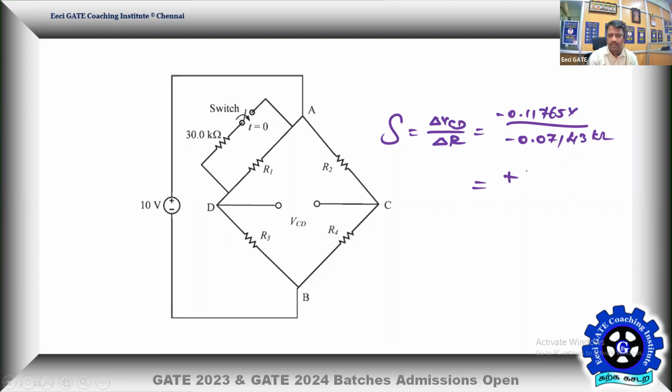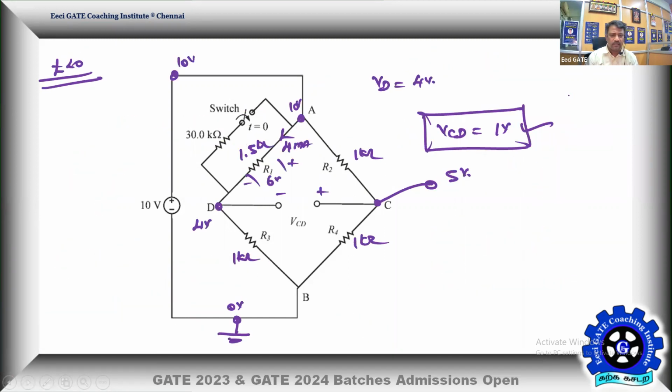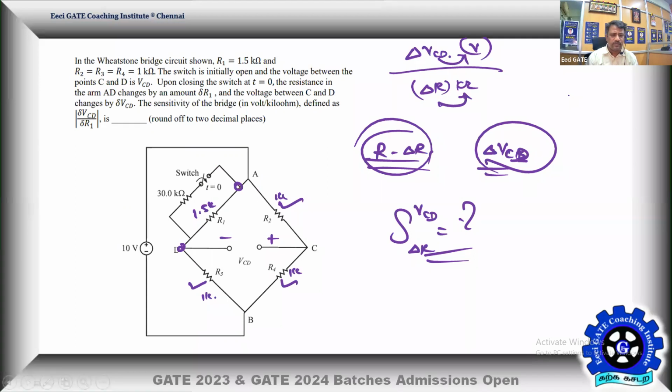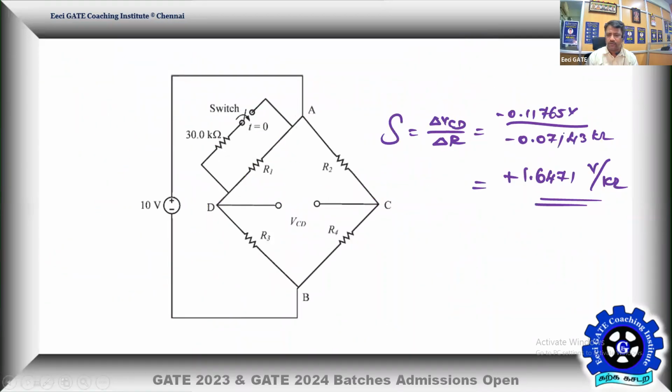It is 1.6471 volt per kilo ohm is your sensitivity. So up to how many decimal places? Let's check. Round off to 2 decimal places means then your answer. So some digits we discarded. Okay, we'll get very close to that. So the answer must be plus 1.65 volt per kilo ohm. Okay, hope this is the right answer.